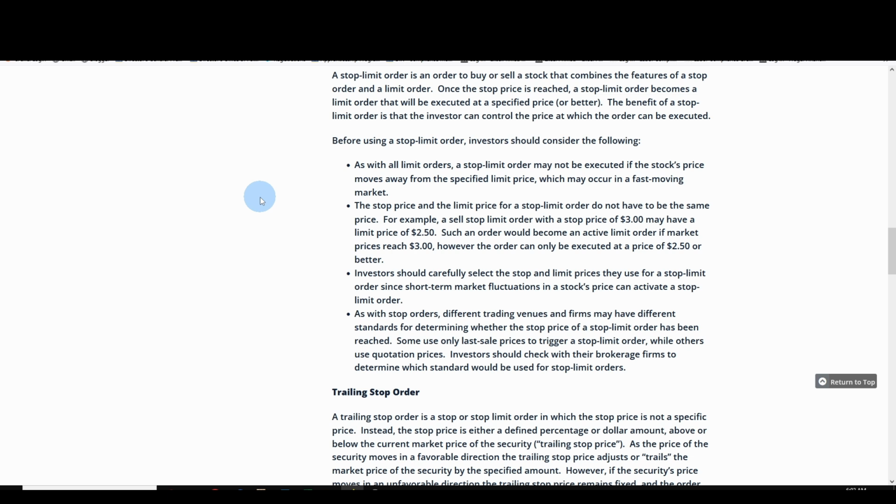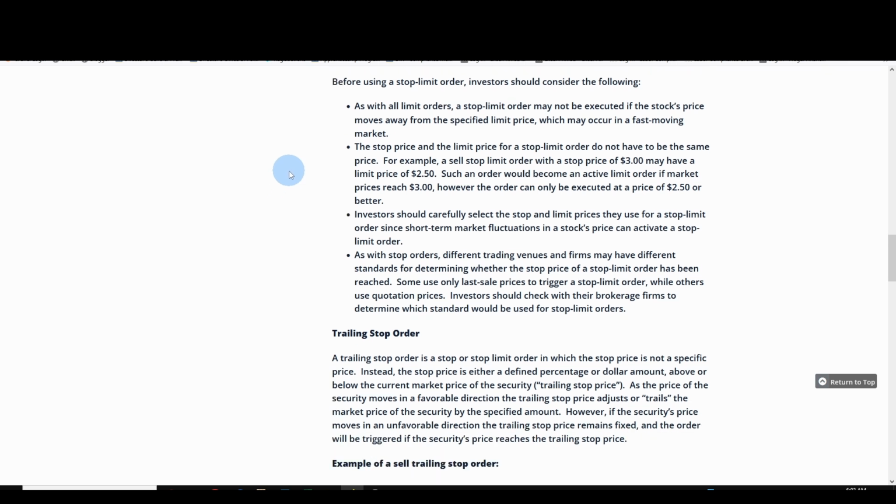Before using a stop limit order, investors should consider the following. As with all limit orders, a stop limit order may not be executed if the stock's price moves away from the specified limit price, which may occur in a fast-moving market. The stop price and the limit price for a stop limit order do not have to be the same price. For example, a sell stop limit order with a stop price of $3 may have a limit price of $2.50. Such an order would become an active limit order if market prices reach $3. However, the order can only be executed at a price of $2.50 or better.